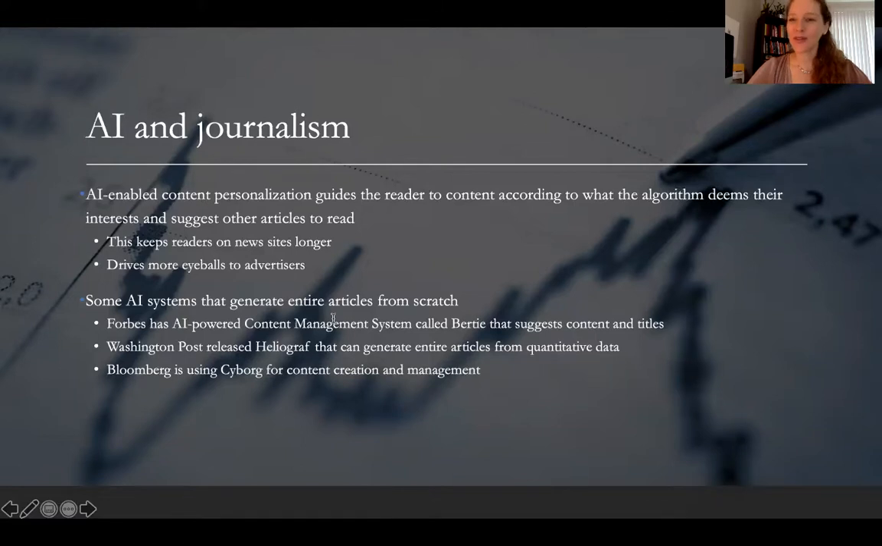There are also some other interesting ways that AI systems are being used. Forbes has an AI-powered content management system called Bertie that suggests content and titles. The Washington Post has Heliograf that can generate articles from quantitative data. Bloomberg uses Cyborg for content creation and management. And other AI systems are being used or tested by The Guardian, Associated Press, and Reuters.